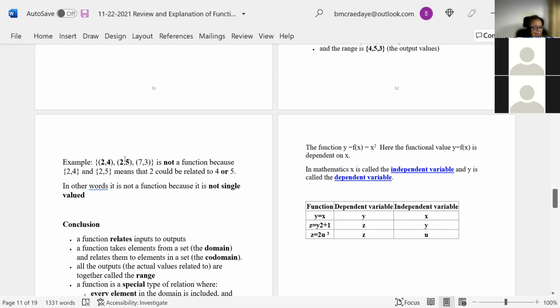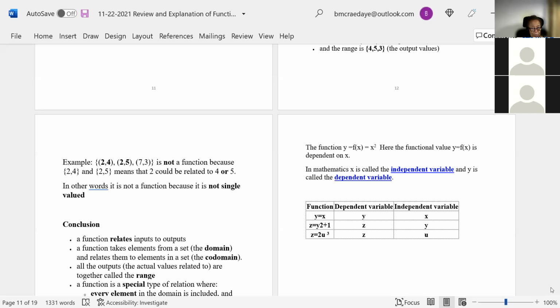It has to be single value. In other words, my input can only appear once in this set of ordered pairs. If it appears twice, then it's not a function.